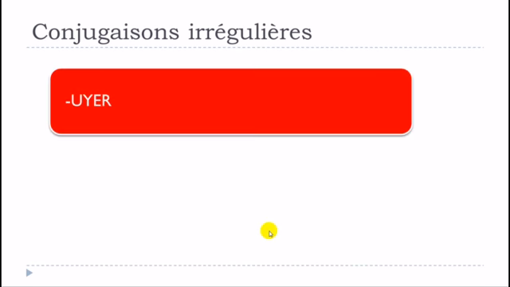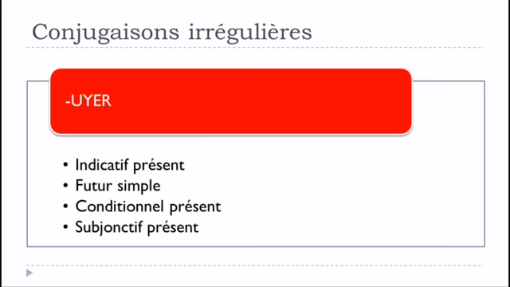So let's remember that if you've got these verbs ending with U, Y, E, R, well, indicatif présent will be slightly modified as we saw, futur simple, conditionnel présent, and then subjonctif présent as well.